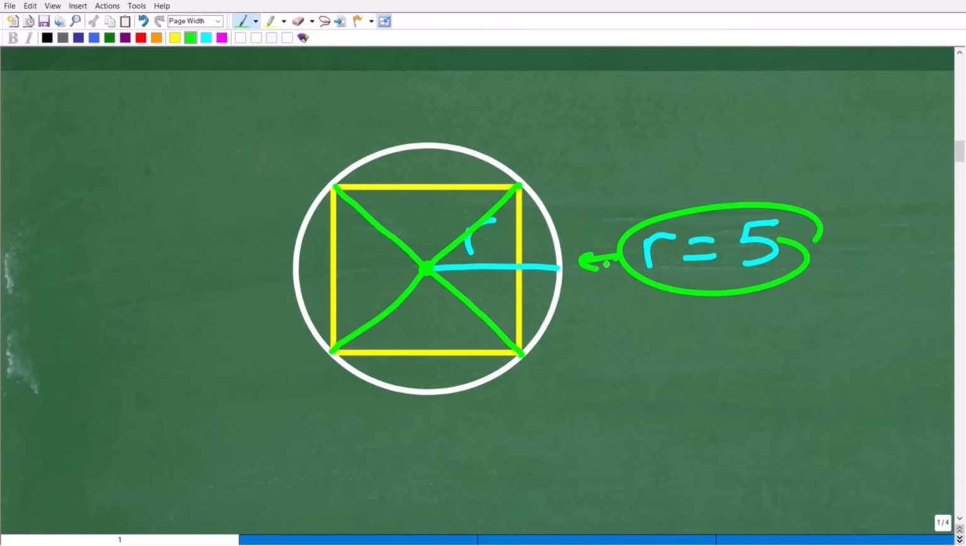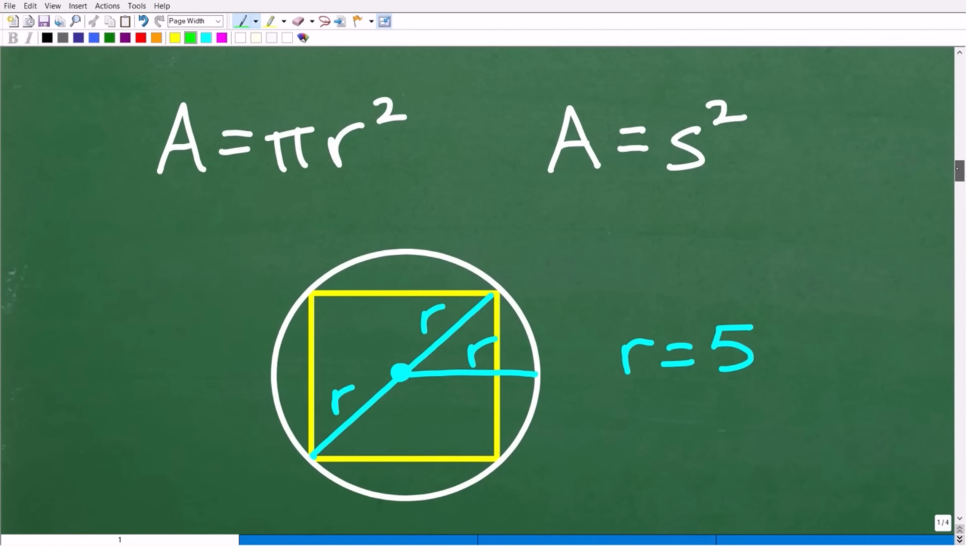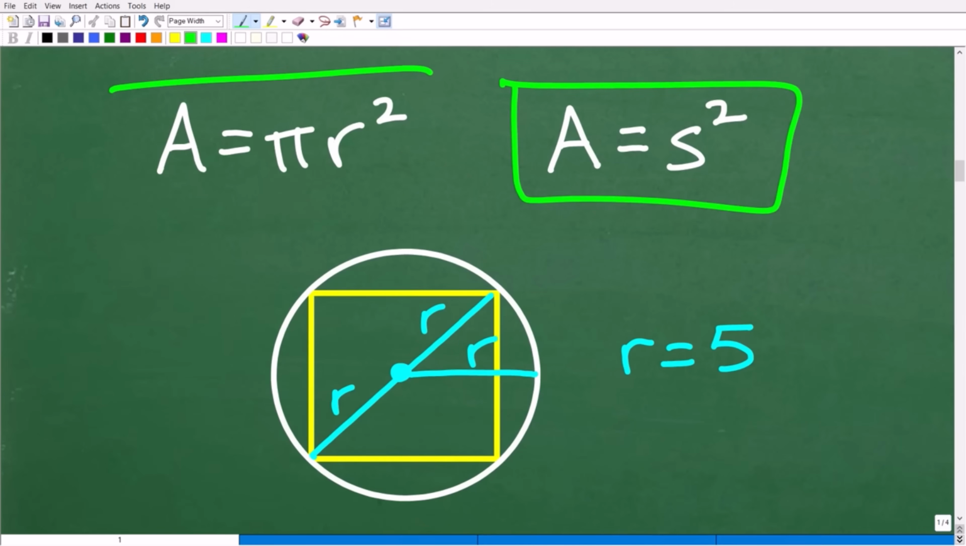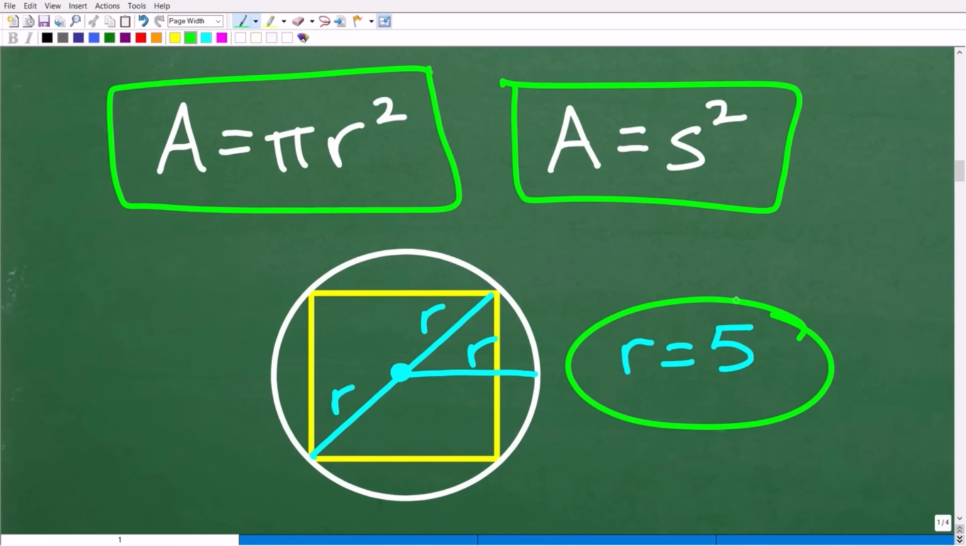So how can we get some information about this square? Well, I'm going to show you right now. Here are our two formulas: the area of a square is side squared, and the area of a circle is pi r squared. Now, I'm just showing you these formulas, but really what I need to show you is this. Here is our square inscribed in this circle.